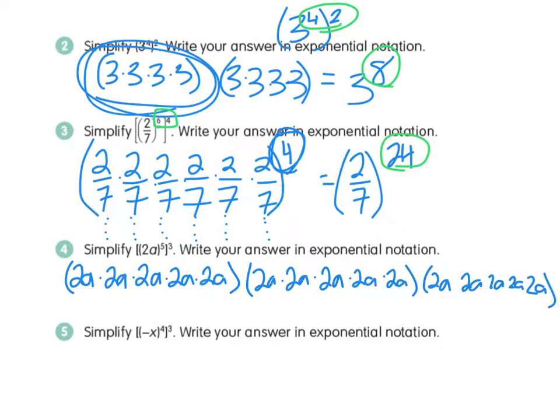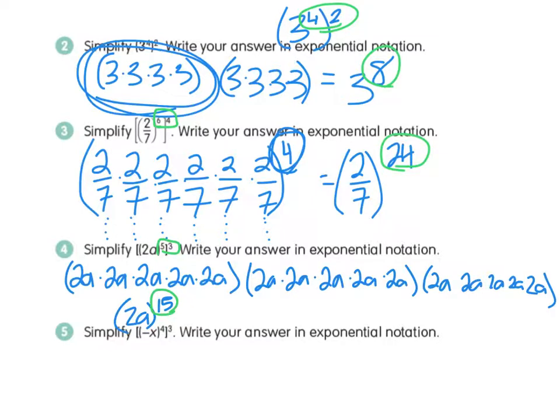So now I'm going to count all the 2's that I have and all the a's that I have. Altogether, I have 15 2's and I have 15 a's. So I can write this as I have 15 of the 2a's. There are 15 of those altogether. Notice that our shortcut still works. 5 times 3 is 15. So I have 15 2a's.